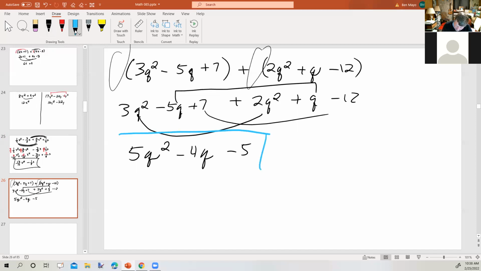Now notice, not only did I combine the like terms from the two polynomials, but I wrote them in descending powers, which is a form of standard form.